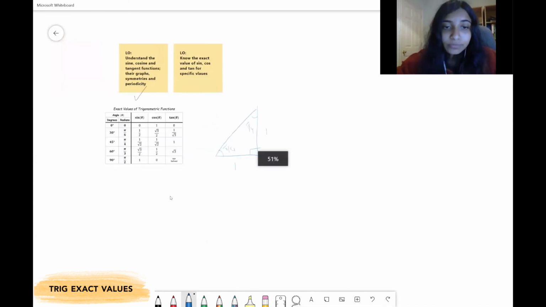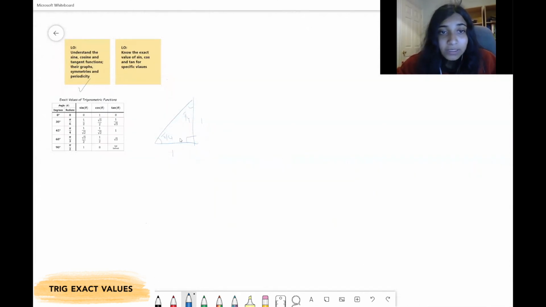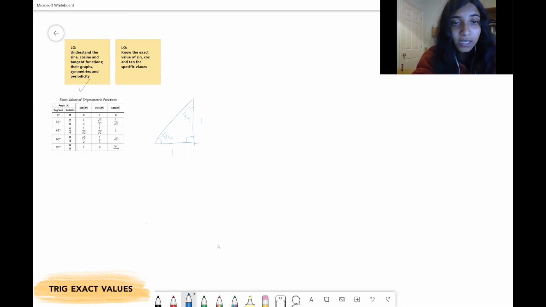And then we can work out what this side is, again using Pythagoras' theorem. So this height h, which we can label as the hypotenuse, is equal to the square root of 1 squared plus 1 squared, which is just equal to the square root of 2. So this is just the square root of 2.